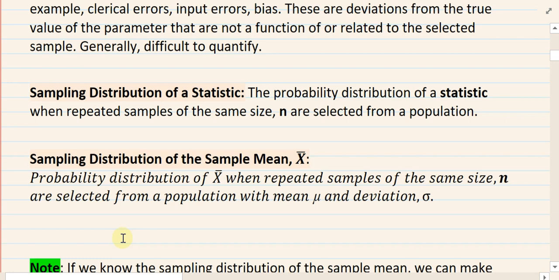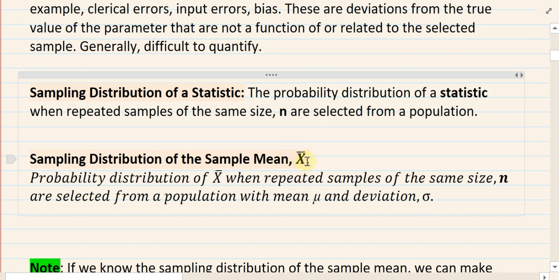So for instance, in Chapter 8, we're talking about the sampling distribution of the sample mean x bar, because we want to estimate the population mean. By that we mean the probability distribution of x bar. This would be our statistic. That's x bar, when you take repeated samples of the same size from a population with some mean and some standard deviation.